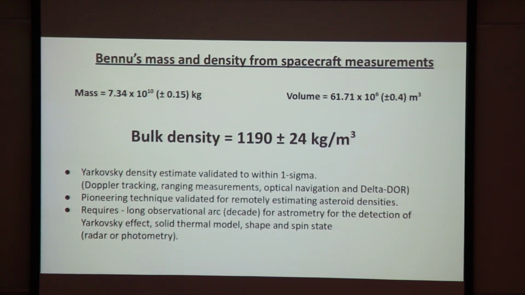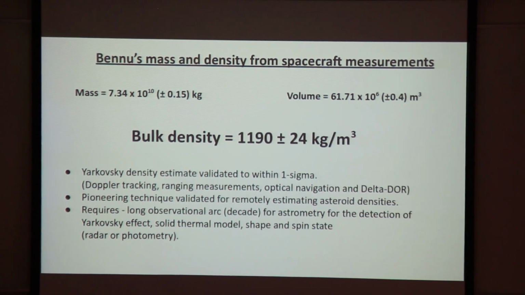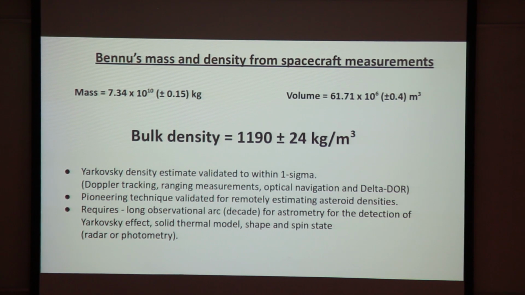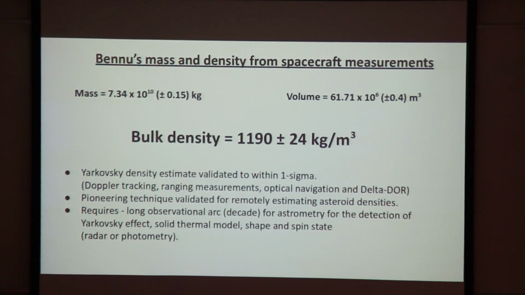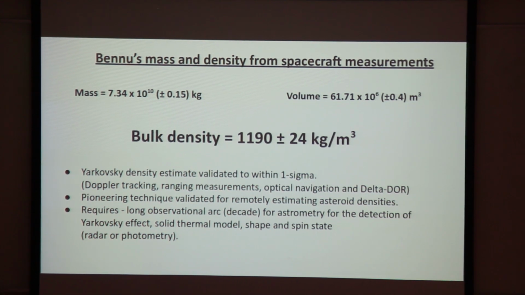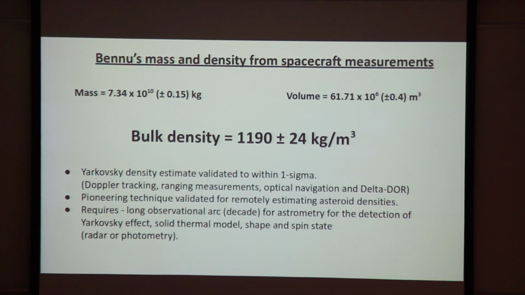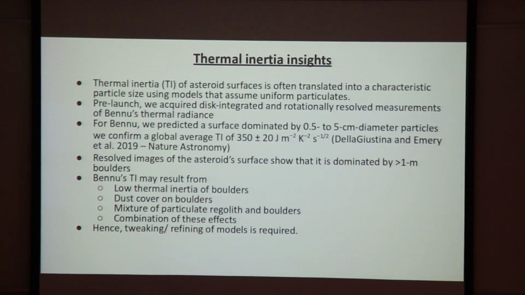You can also get some data from optical navigation and also delta Doppler ranging. So here you are using two telescopes in the deep space network, and you're seeing distance. So this is one of the first, and which is one of the results.